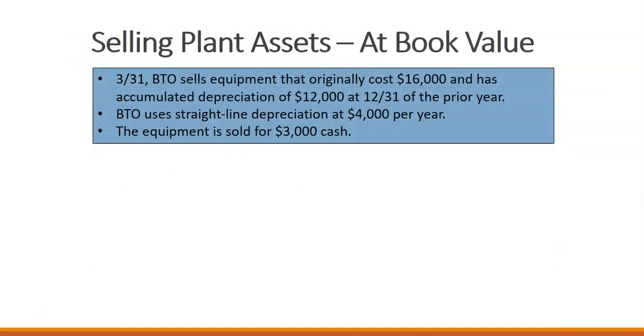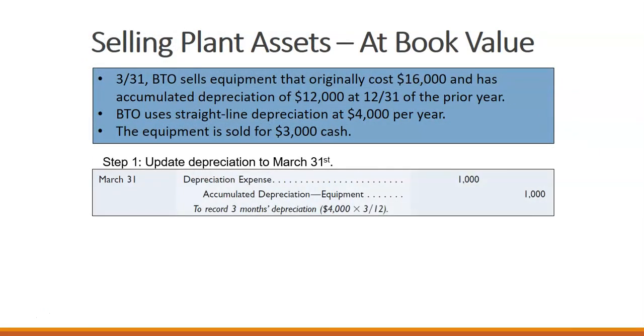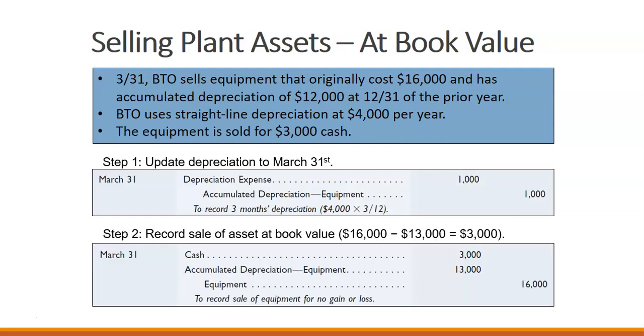Our other option is to sell it. So we have a piece of equipment that originally cost $16,000 and has accumulated depreciation of $12,000. We use straight line depreciation and we're selling this piece of equipment for $3,000. So first we have to update our depreciation to March 31st. So we need to record 3 months of depreciation.